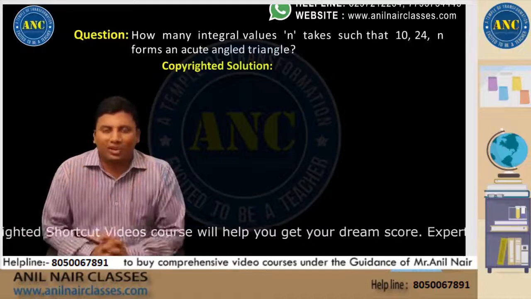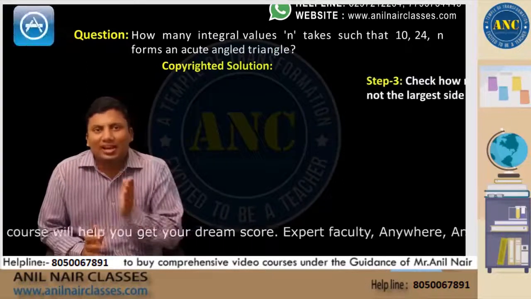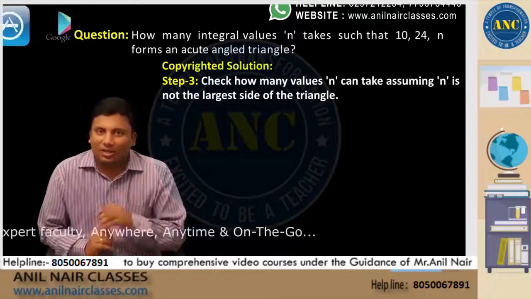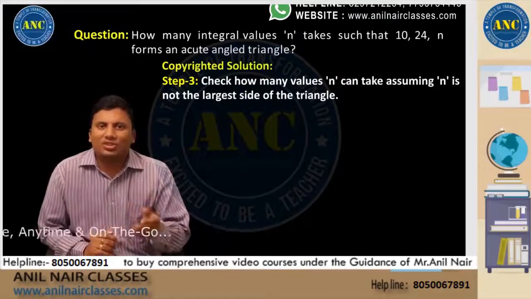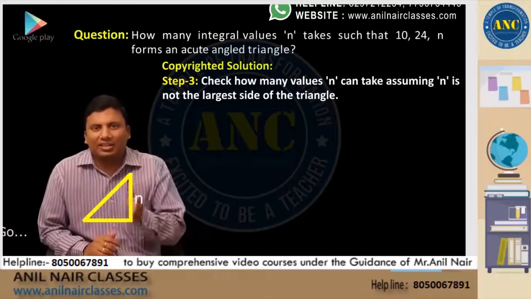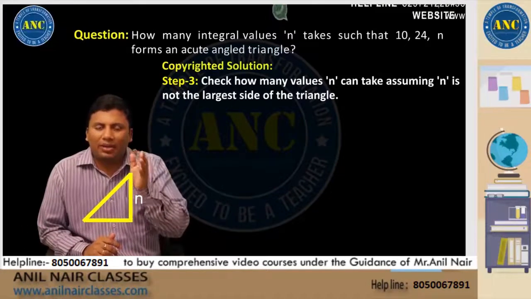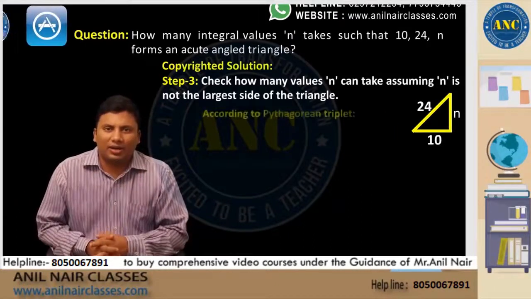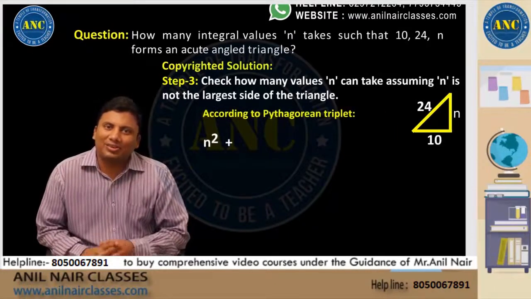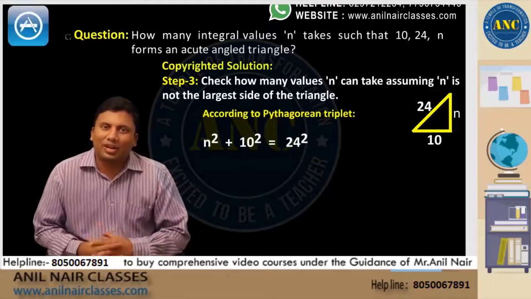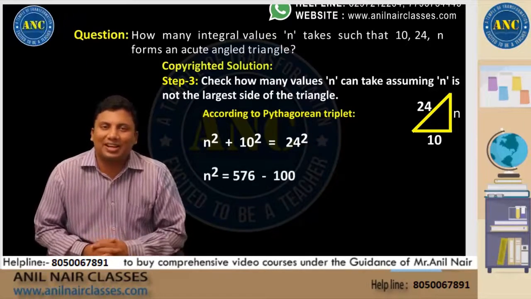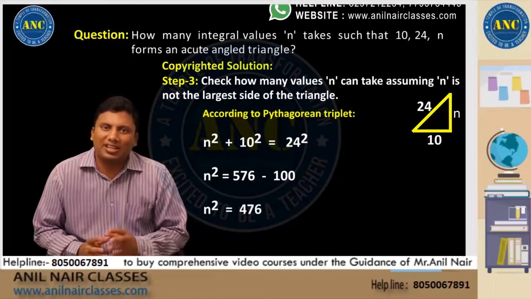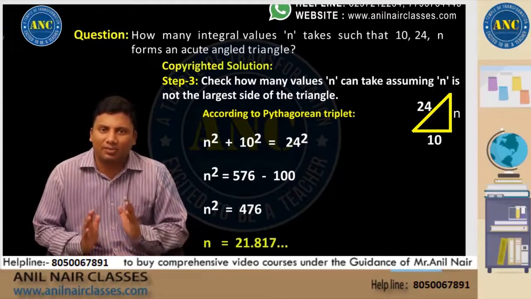Step number 3. What is step number 2? N is the largest side. Step number 3. N is not the largest side. So if n is not the largest side, assume n to be the height. If I take n to be the height, the figure will become n, 10, 24. Apply the Pythagorean triplet. N square plus 10 square equals 24 square. N square equals 576 minus 100. N square equals 476. 476 means n equals 21 point something.